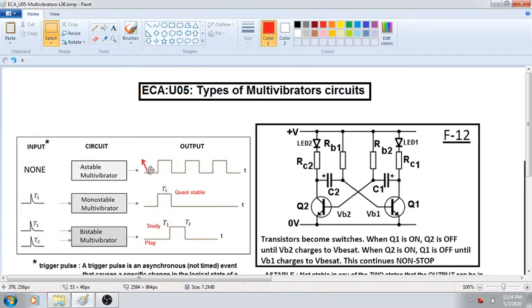Now the question is, where do we use what type of multivibrator? Obviously, it depends on the application. So you need to know thoroughly how each one works, you should know how to analyze them, and only after that will you be able to appreciate how these circuits are going to function in a real situation.